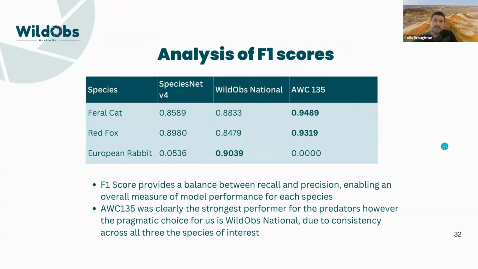So the best way to approach this was to look at the F1 scores, and this provides a balance between recall and precision and gives us an overall measure of the model performance for each of those species. And AWC 135 was clearly the strongest performer for the predators. However, maybe a more pragmatic choice for us was to use the WildObs national model due to the consistency across all of the 3 species of interest.